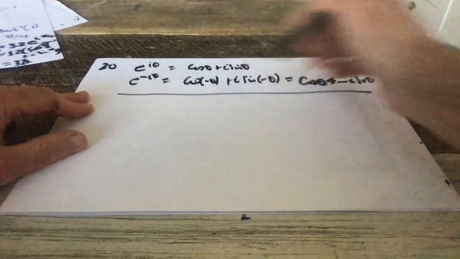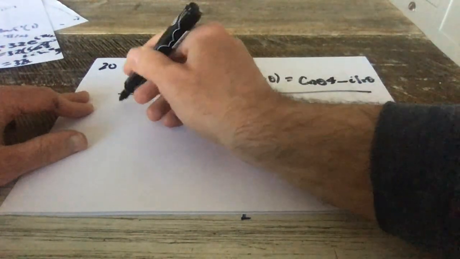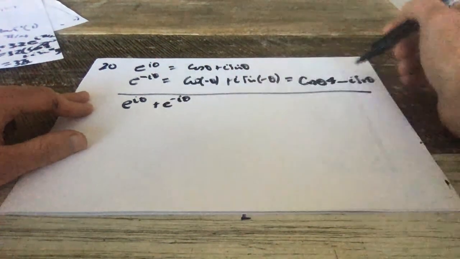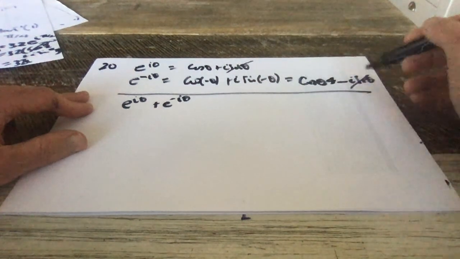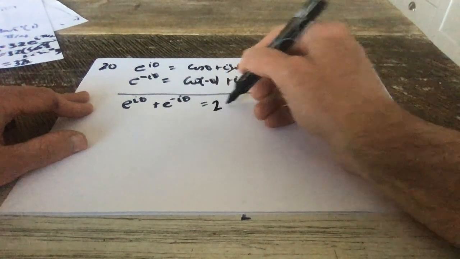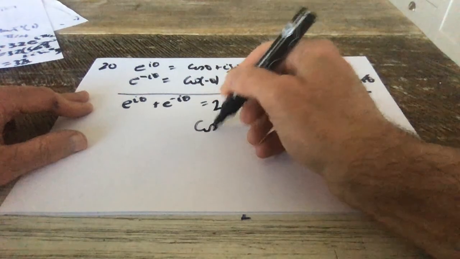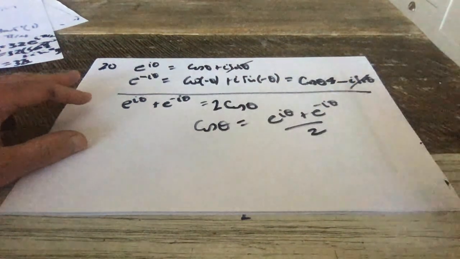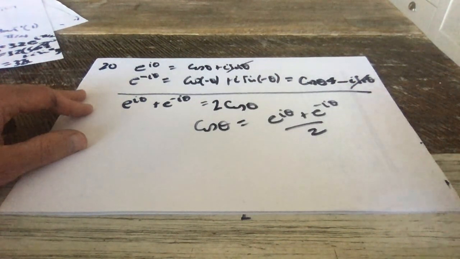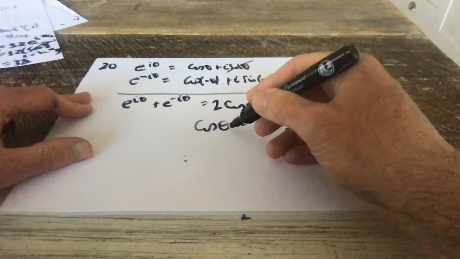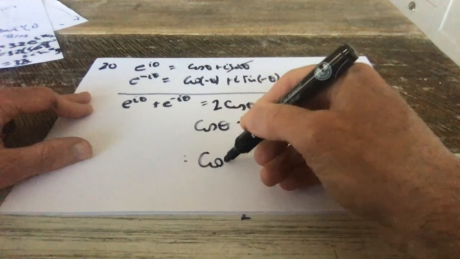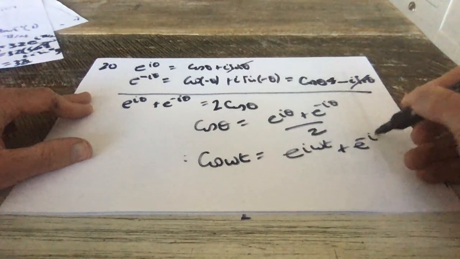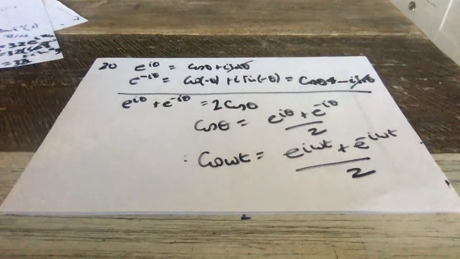So now if you add these two things here, on the left-hand side, you get exponential i theta plus exponential minus i theta. And on the right-hand side, the sine terms will cancel because this is plus and this is minus, and you get 2 cos theta. So therefore, cos theta is equal to exponential i theta plus exponential minus i theta, over 2. And I think in the exam, the angle was represented as omega t. Doesn't matter what you call it. So you get exponential i omega t plus exponential minus i omega t, over 2.